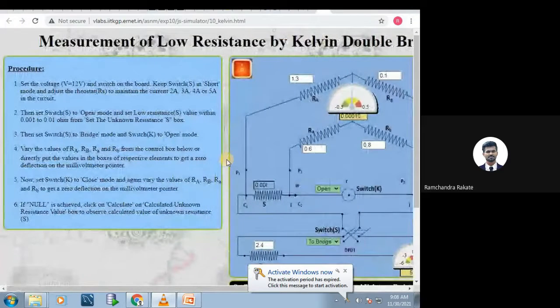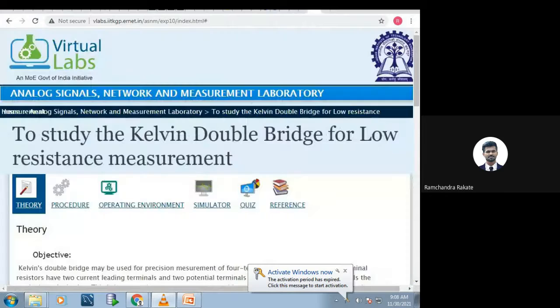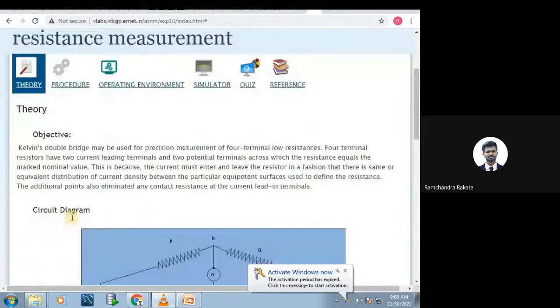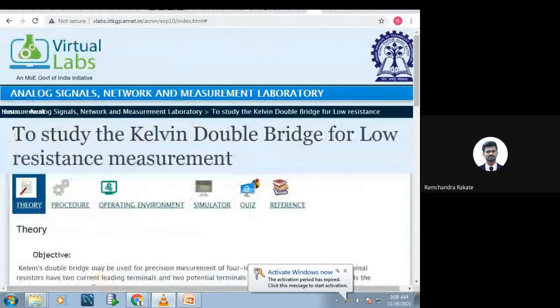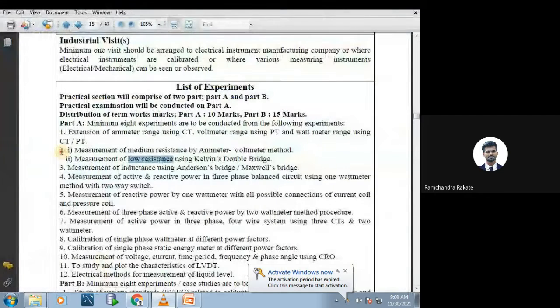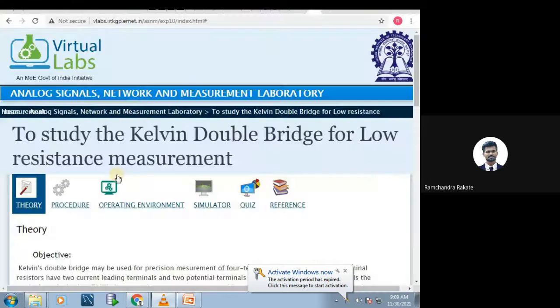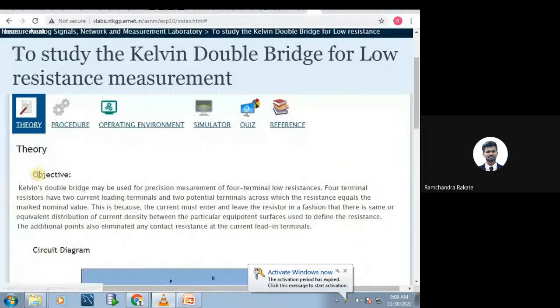Okay, so we'll follow a certain procedure. This is given by the virtual laboratory. They have proposed this experimental setup. The aim is what we are looking for: the second experiment, that is measurement of low resistance using Kelvin double bridge. This is what we are studying. First, let us start with the theory.